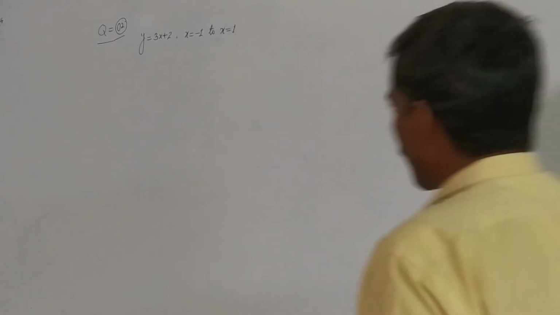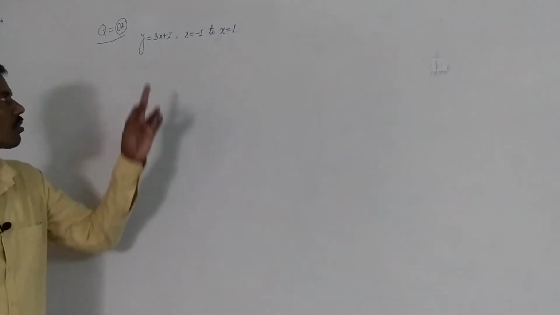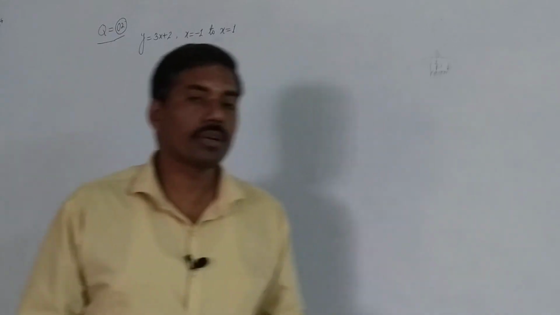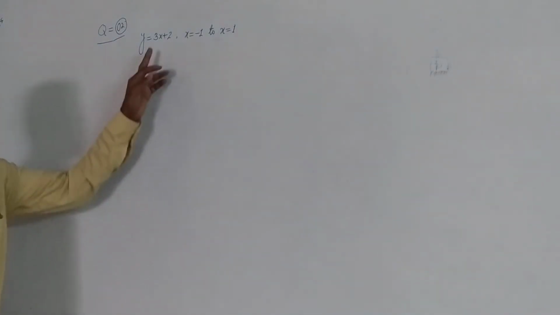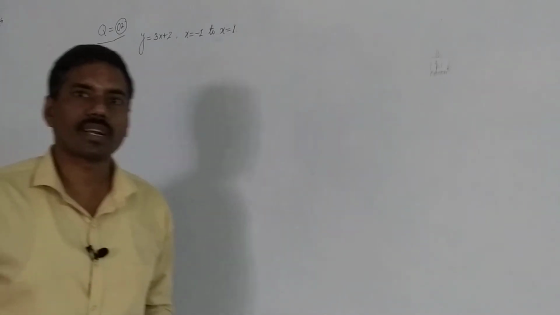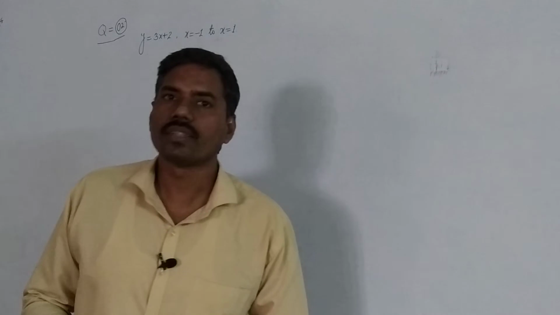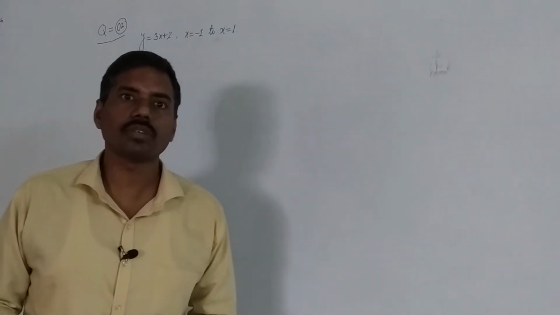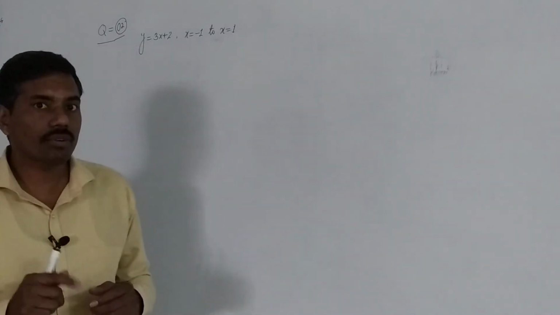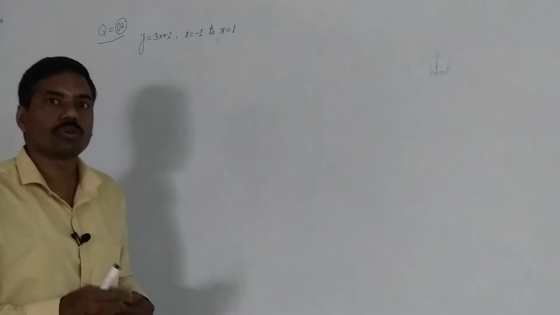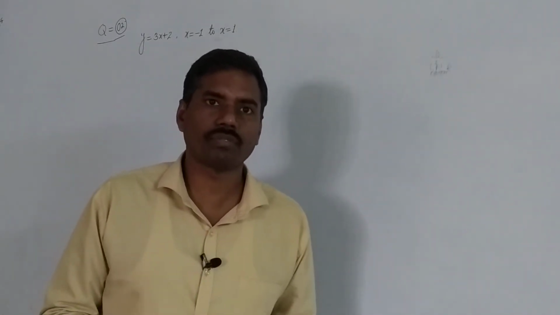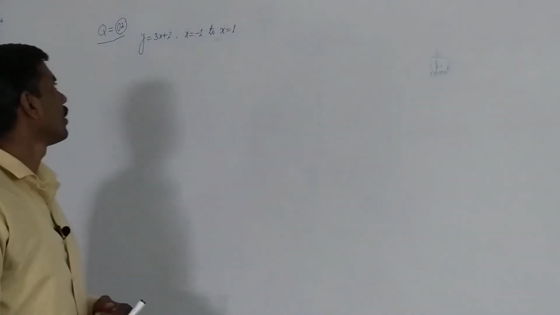Our next question is y equal to 3x plus 2 from x equal to minus 1 to x equal to 1. It means we have to calculate the area covered by a curve that is a linear equation, y equal to 3x plus 2, the equation of a straight line. We have to find the area from x equal to minus 1 to plus 1. First of all, we have to draw the graph of y equal to 3x plus 2.